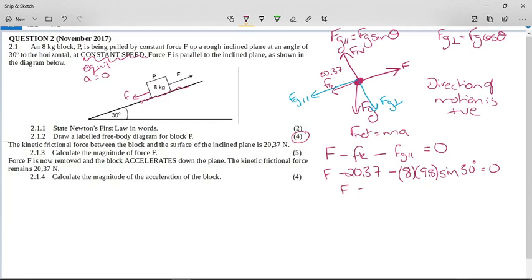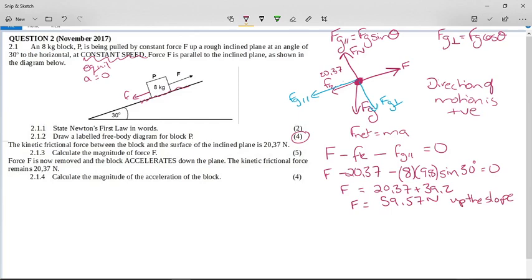So F is going to be equal to 20,37 plus 8 times 9.8 times sine 30, which is 39,2. So we end up with a force F of, calculator, 59,57 newtons. The force is 59,57 newtons up the slope.